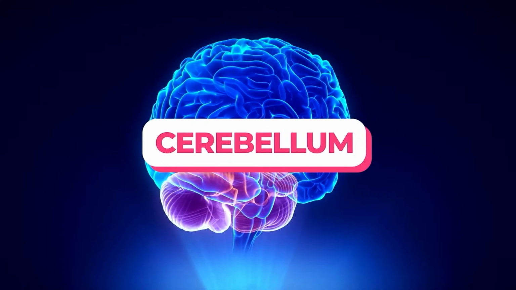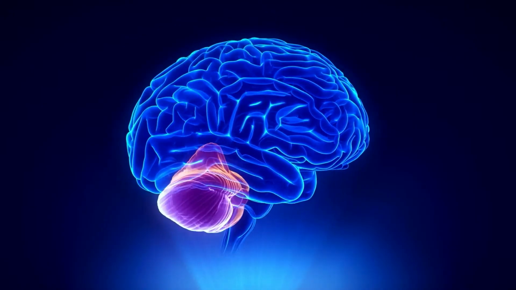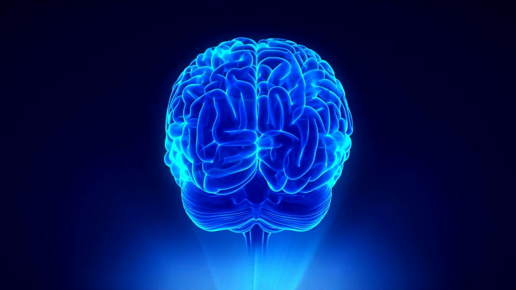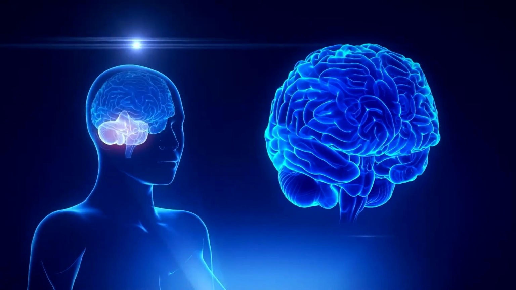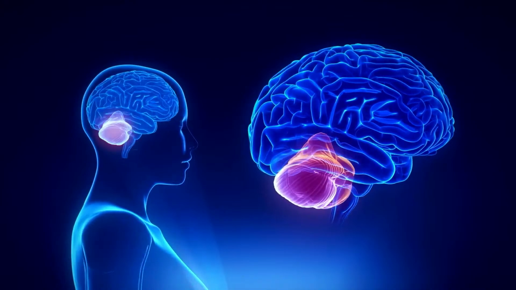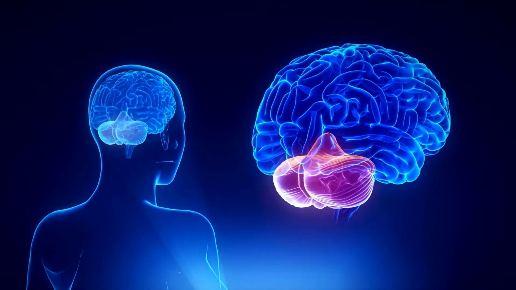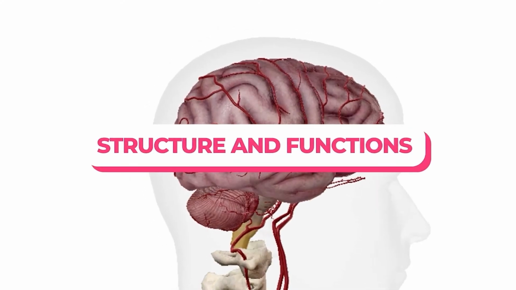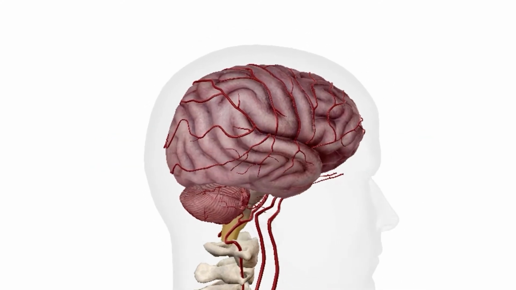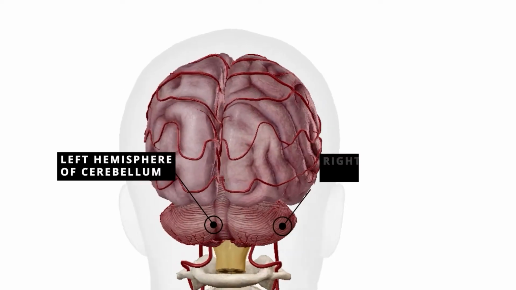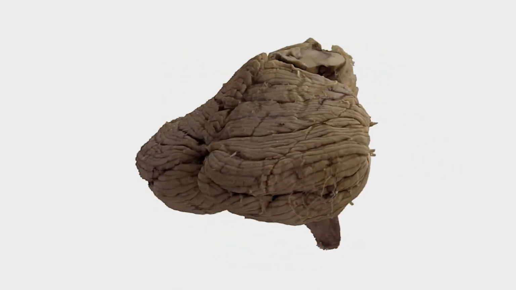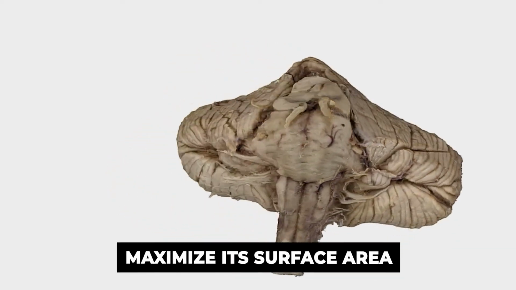Cerebellum. The cerebellum, often referred to as the little brain due to its appearance and size relative to the cerebrum, is an essential structure located underneath the occipital lobes of the cerebrum at the back of the brain. Here's a detailed breakdown of the cerebellum. Structure and functions. The cerebellum is divided into two hemispheres, similar to the cerebrum, and has a finely convoluted surface, which helps maximize its surface area.